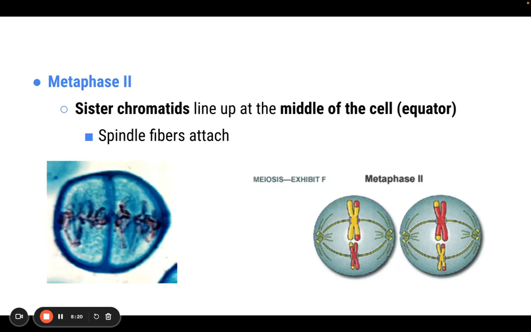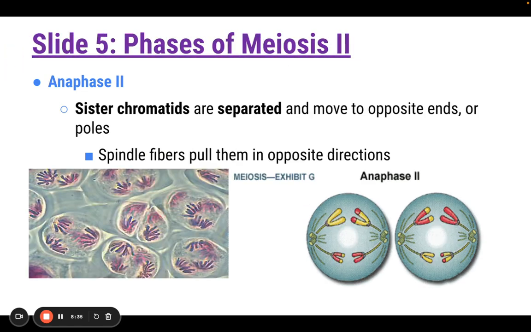In metaphase 2, the sister chromatids line up at the middle or equator of each cell, and the spindle fibers once again attach to the sister chromatids at the centromere location. I bet you can guess what happens in anaphase 2. The sister chromatids get separated. They move to opposite ends or poles. So each chromatid now is called a chromosome. You've separated these sister chromatids apart.